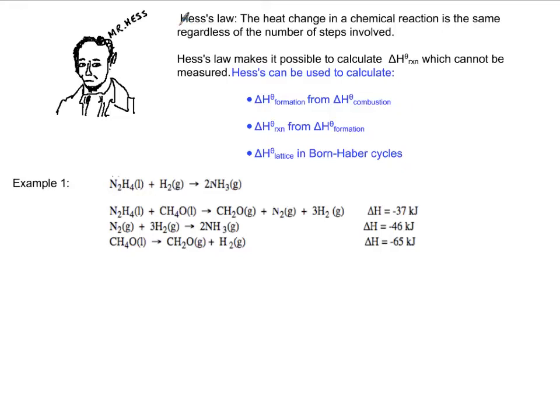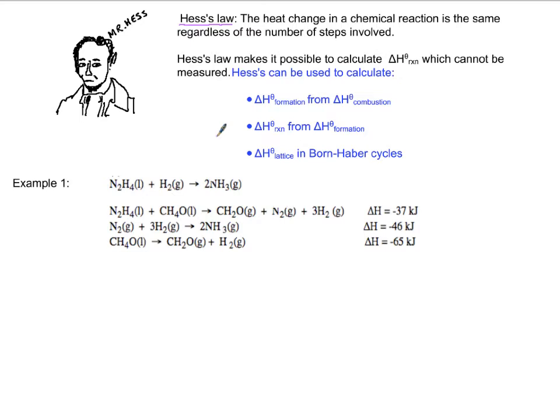Hess's law is a very strong mode of calculations for enthalpy change of reaction. It simply states that the heat of reaction is independent of the number of steps involved, as long as your products and reactants are exactly the same.